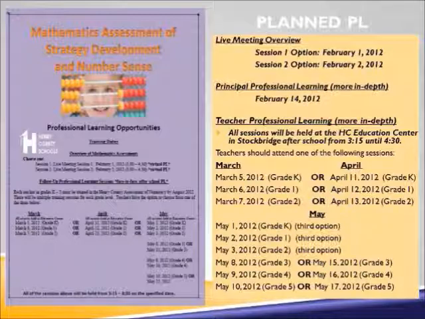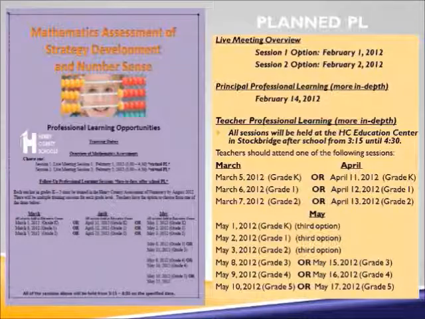We are providing sessions after school from 3:15 until 4:30 on the dates listed at the Henry County Education Center in Stockbridge. We're providing multiple options per grade level. What we have come up with is providing training opportunities for primary grades in March, April, or May, and then for the upper grades, 3rd through 5th grade, in May only, but they still have 2 options. Of course, it's also flexible that those grade levels can also attend a session with a different grade level if that need arises.